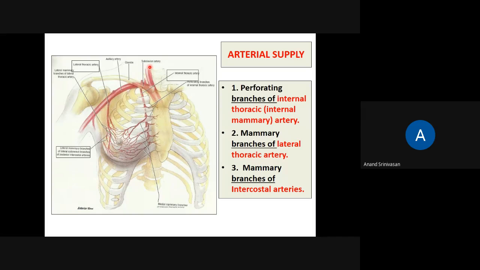It's a branch from the subclavian artery. So the branch from the subclavian artery is the internal thoracic artery, or the internal mammary artery. And on the lateral side, it is supplied by the lateral thoracic artery, which is also from the third part of the subclavian artery. And small branches from the intercostal arteries. So these are the different branches.